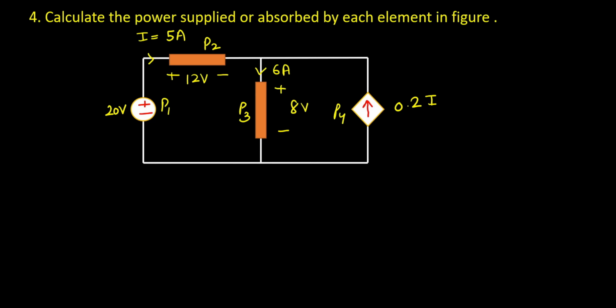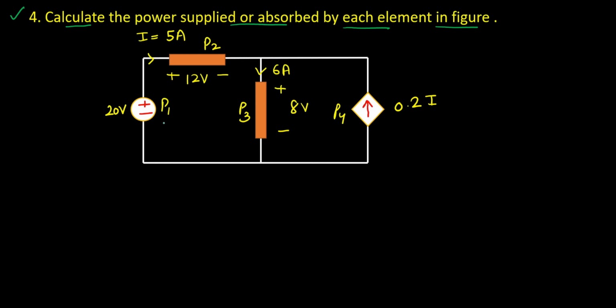So let's start with the fourth problem. Calculate the power supplied or absorbed by each element in the figure. We have a total of 4 elements given in the figure, and we need to identify which of the elements is supplying power and which is absorbing power. So let's start the problem.